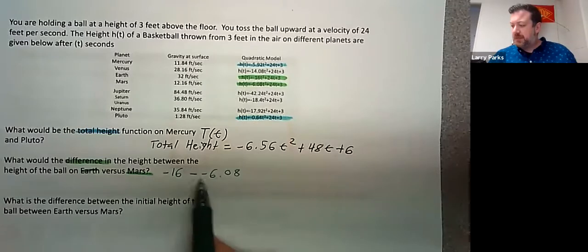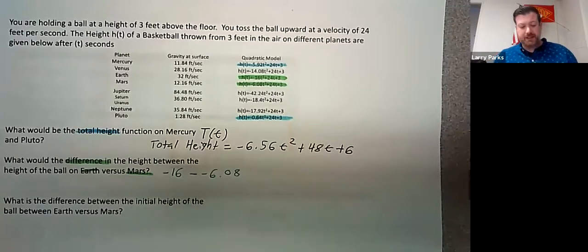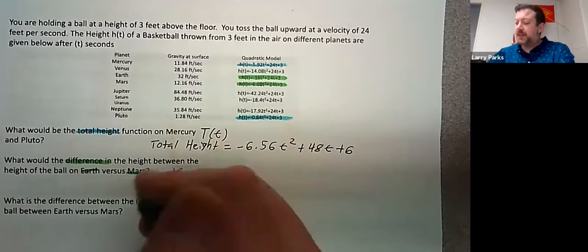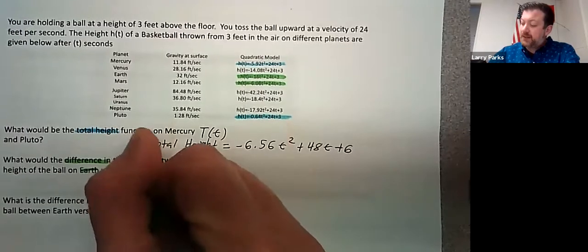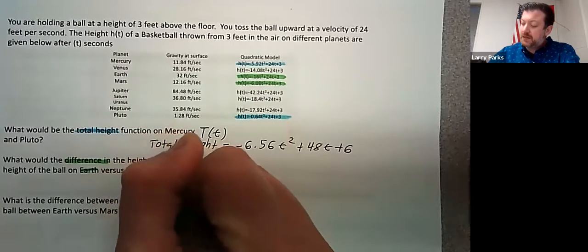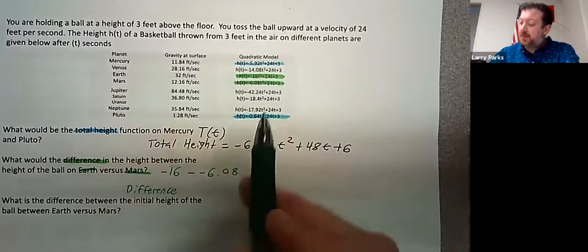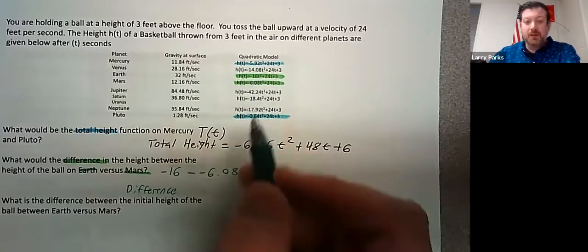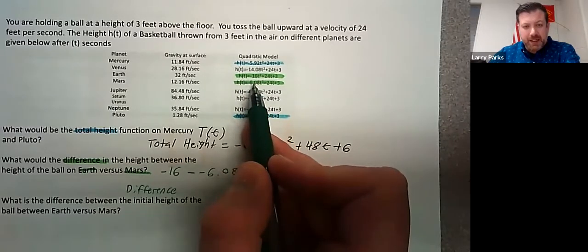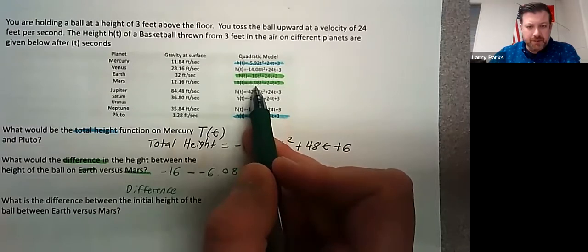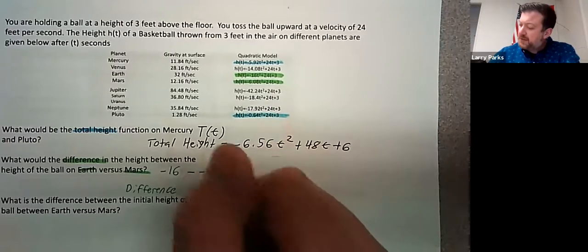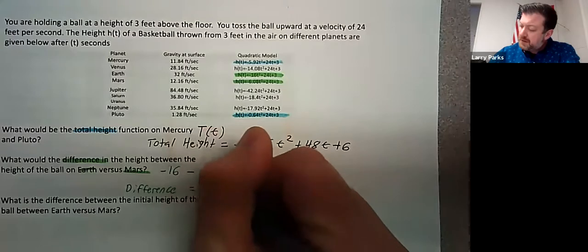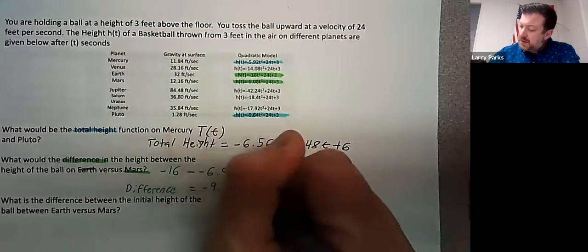So that ends up being a plus. So negative 16 plus 6.08 is negative 9.92. So I would say the difference will be that minus that, which is negative 9.92 t squared.